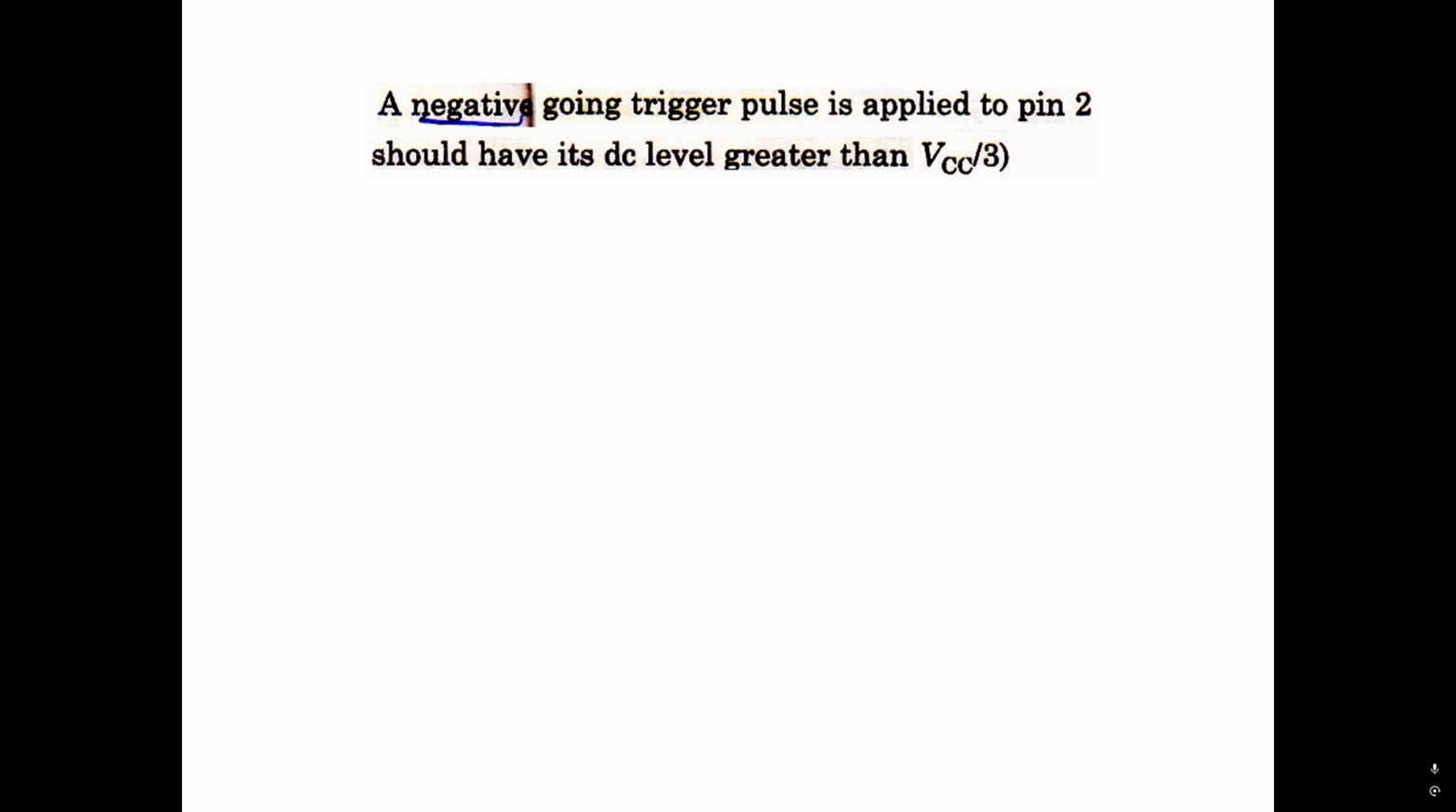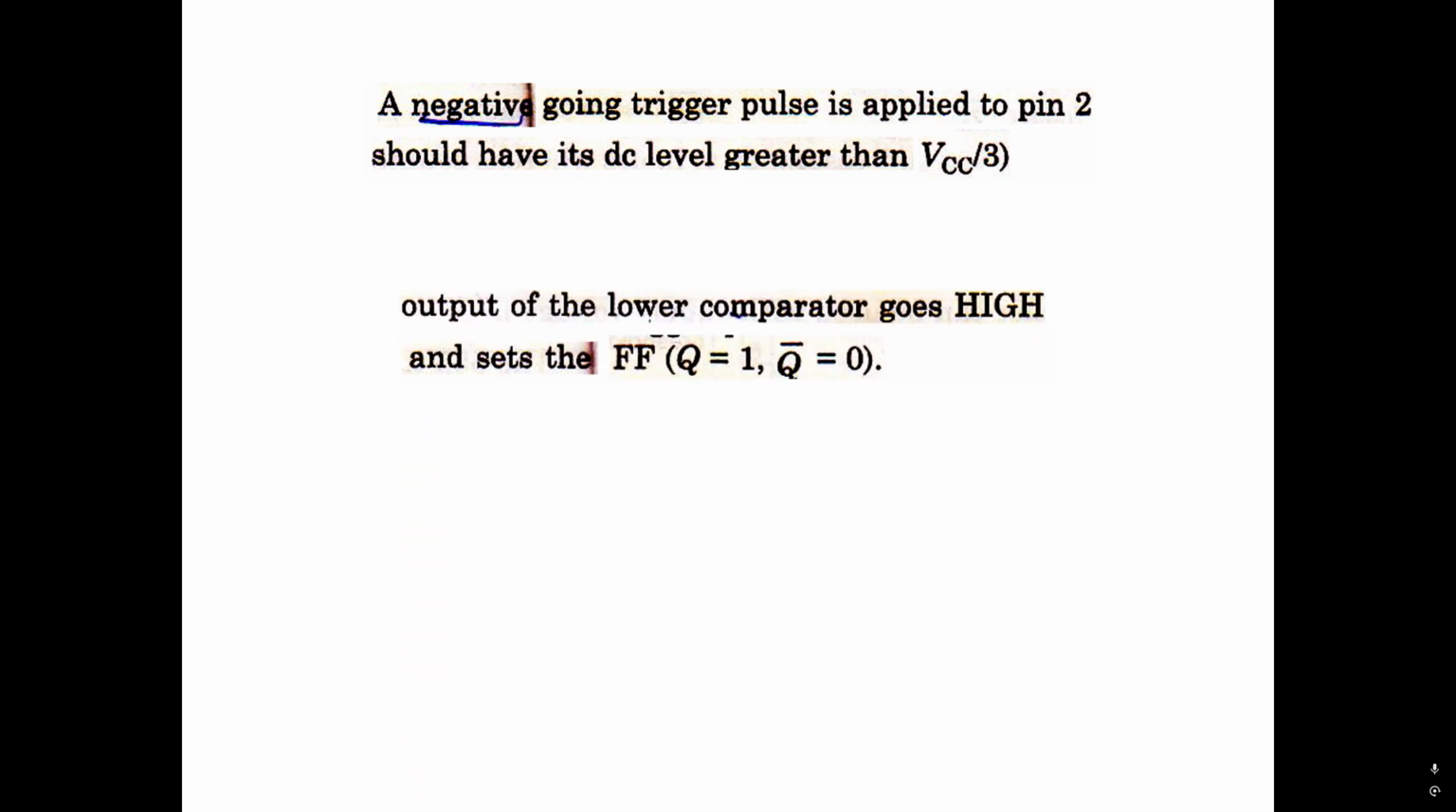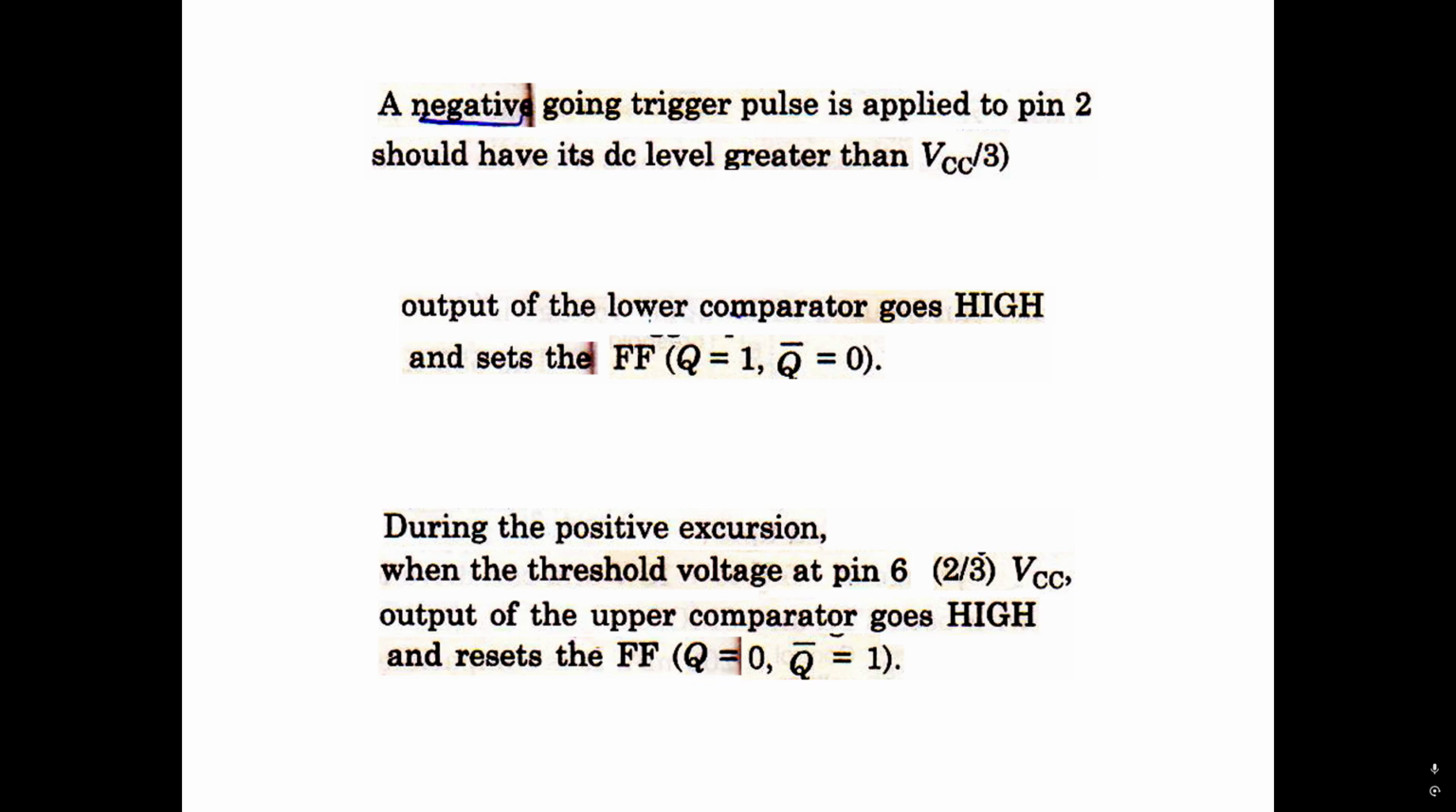A negative going trigger pulse applied to pin 2 should have its DC level greater than VCC by 3. The output of the lower comparator goes high and sets the flip-flop, Q equal to 1, Q bar equal to 0. During the positive excursion, when the threshold voltage at pin 6 is 2/3 VCC, the output of the upper comparator goes high and resets the flip-flop. That is, Q equal to 0, Q bar equal to 1.